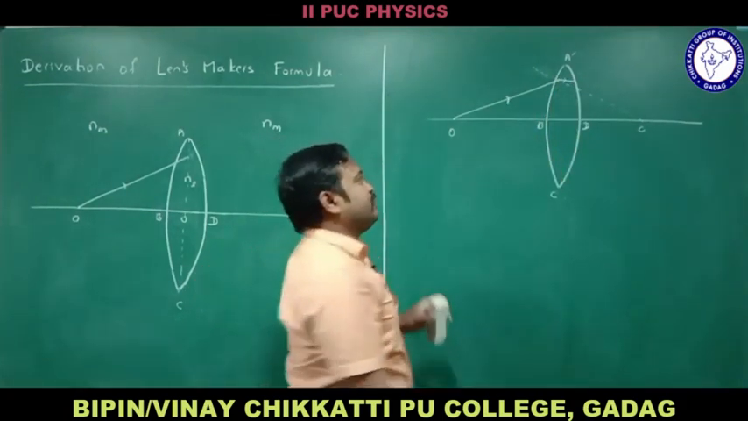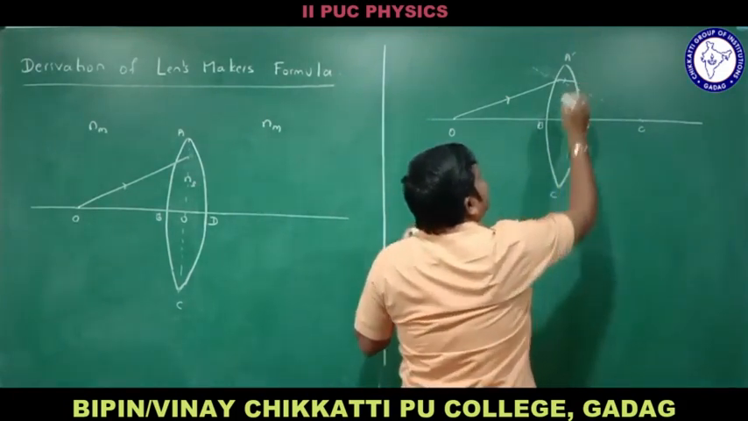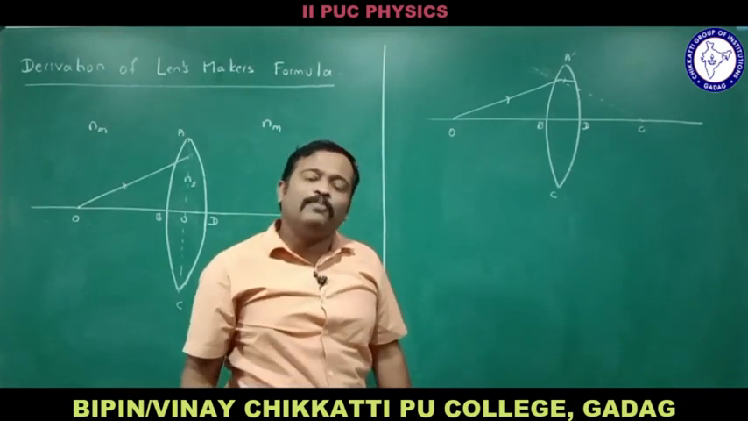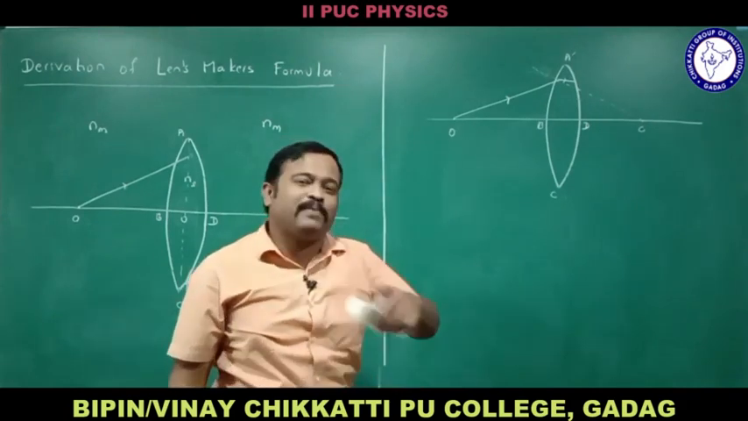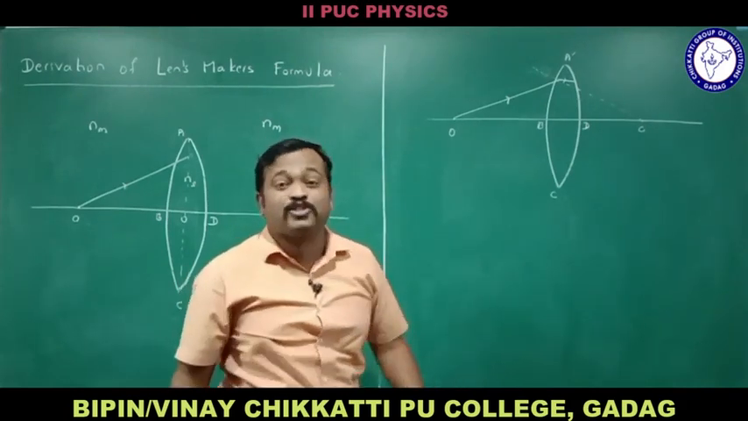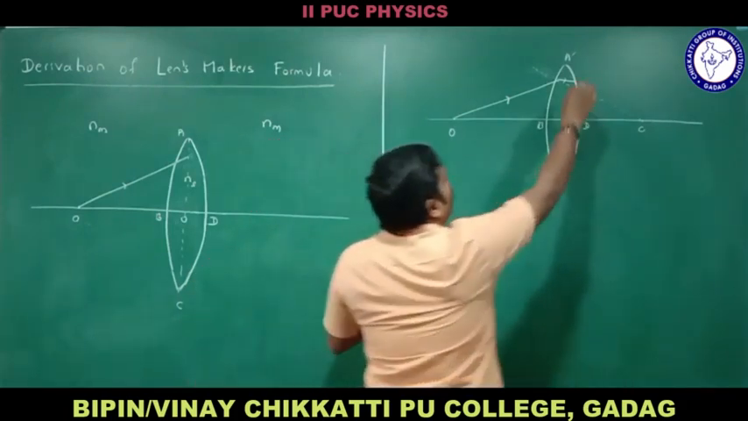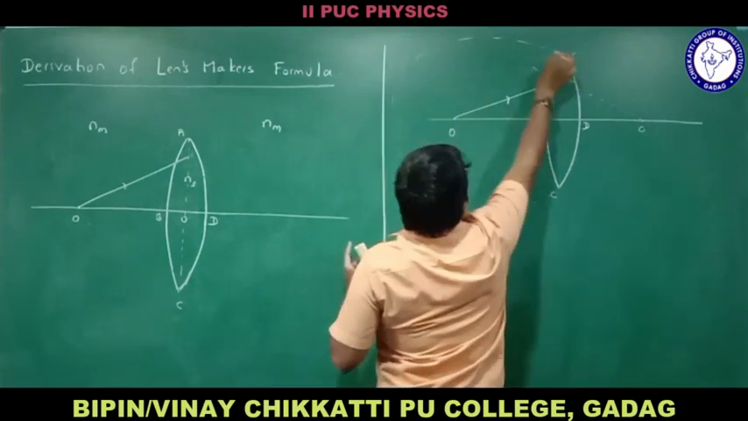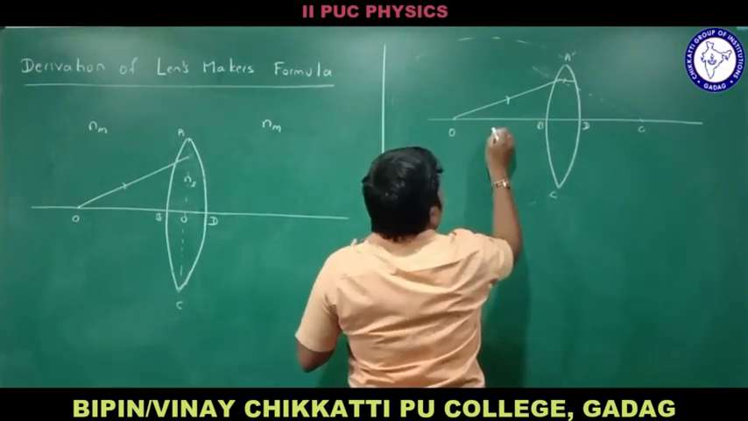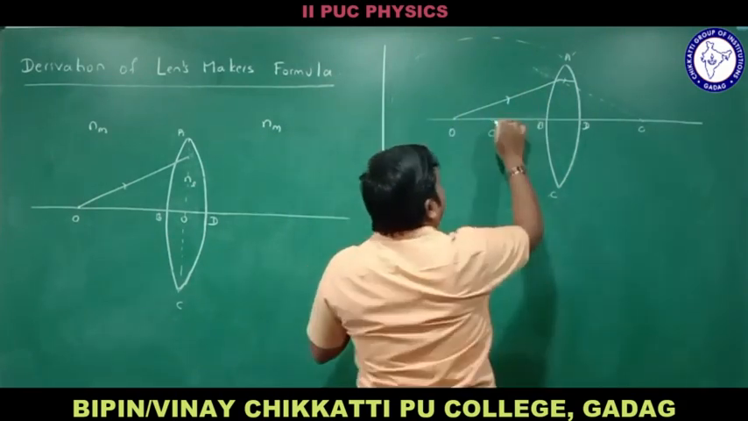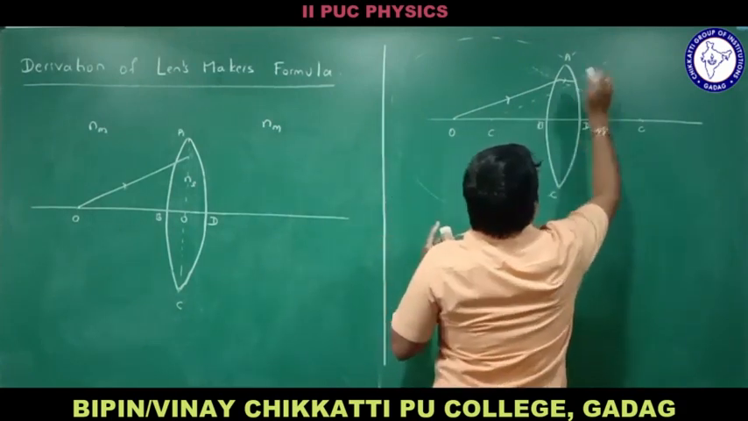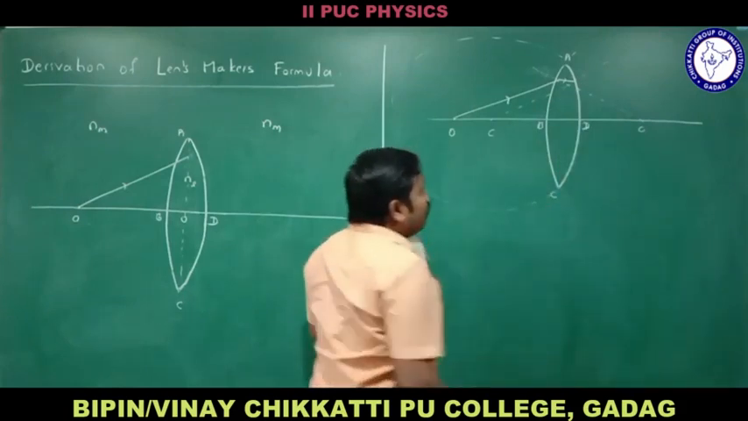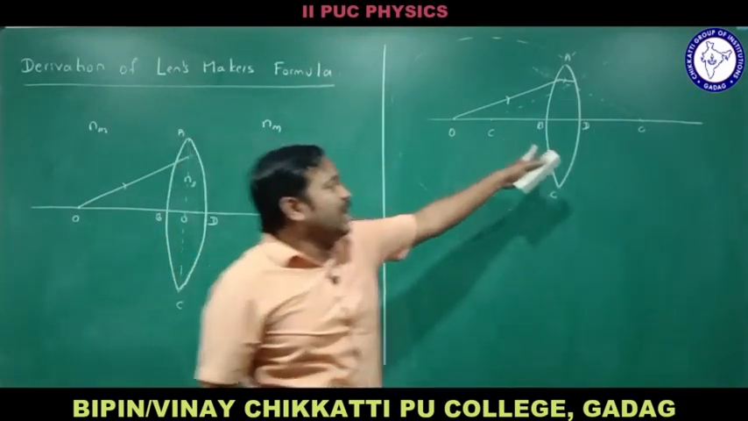Now, what happens? At this point, again, I need to draw a normal to understand how the ray of light moves. How to draw the normal at that point? Again, draw a line which passes through the center of curvature of that spherical surface. Now, this is a spherical surface, and let me draw it like this, and this is the center of curvature. Now, this line becomes the normal at this point.